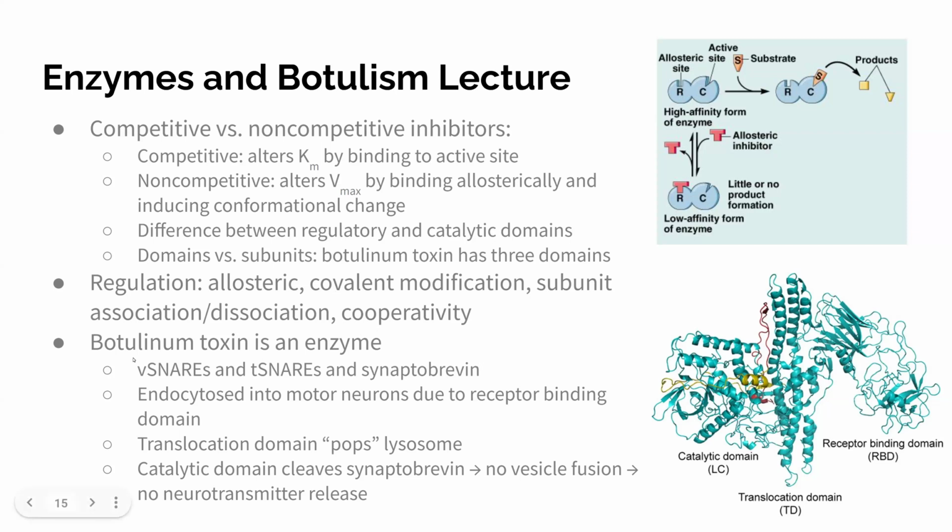And then onto botulinum toxin, it's an enzyme, so it's acting on these, the SNAREs, and the synaptobrevin, this is what it's cutting. So it gets endocytosed into the motor neurons due to this receptor binding domain it has. And then the translocation domain pops the lysosome that it's entered the motor neuron in. And then the catalytic domain is free to cleave synaptobrevin inside that motor neuron. So that leads to having no vesicle fusion, and then there's no neurotransmitter release, and that's why you get that paralysis effect.